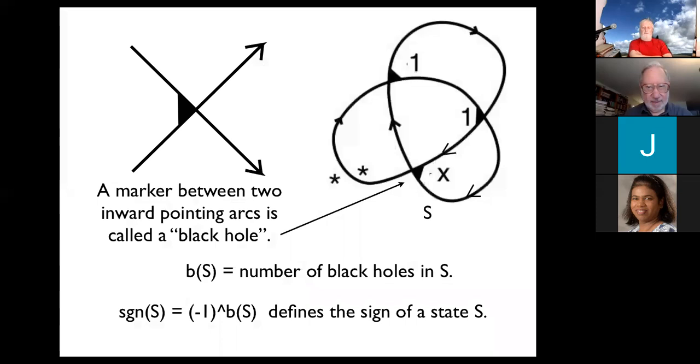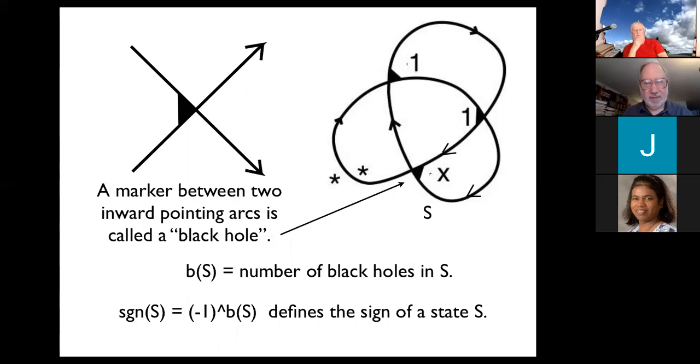Now the sign. It turns out that the sign of the permutation can be replaced by a count of the number of markers between inward pointing arcs. So I call a marker between 2 inward pointing arcs a black hole. And I want to know how many black holes are there in this diagram. And for example, in this state that's illustrated here, there's 1 black hole and the other 2 are not black holes. The sign of the state will be by definition minus 1 to the number of black holes, the parity of the number of black holes. It turns out that you can replace the permutation sign by that.